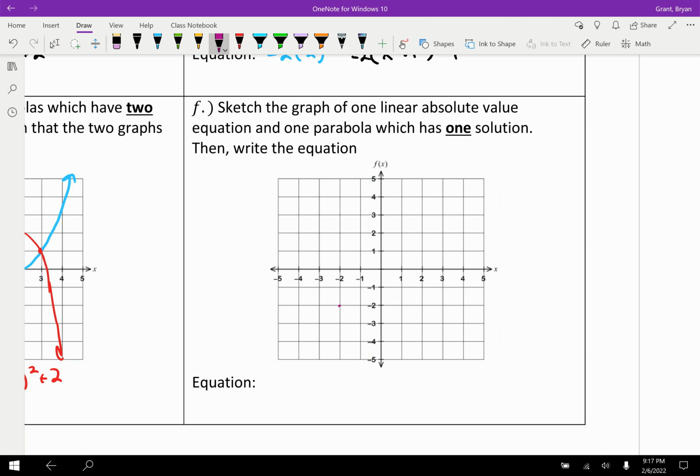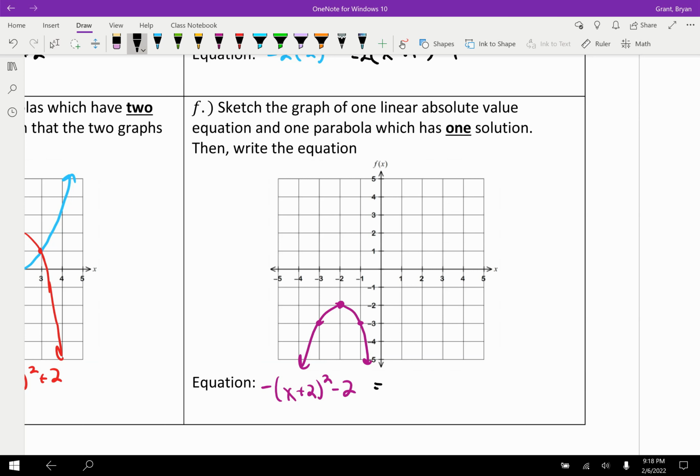Doesn't matter where. I'll start down here, I guess. And sure, I'll make it downward facing. Why not? Down 1 over 1, down 1 over 1. So here's my parabola. Equation-wise, x plus 2 squared minus 2. That's negative 2, negative 2. Downward facing parabola needs a negative.